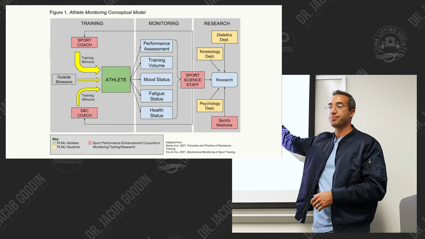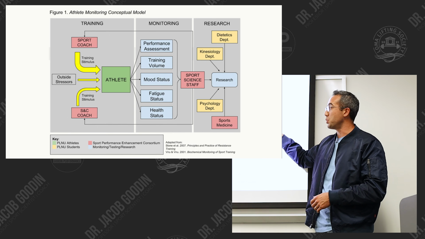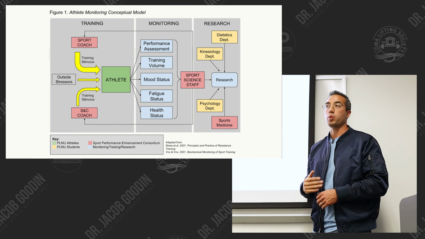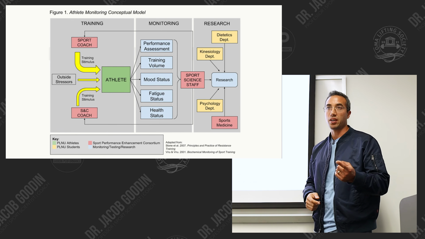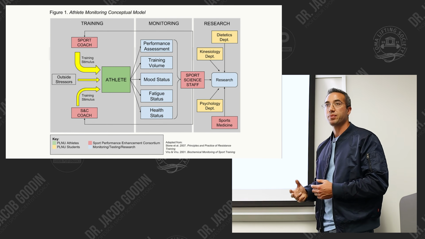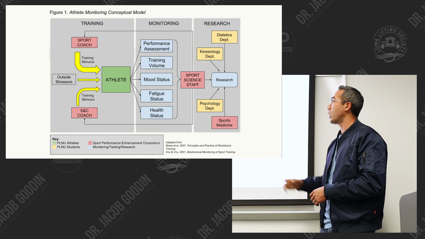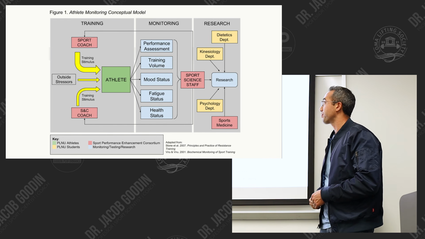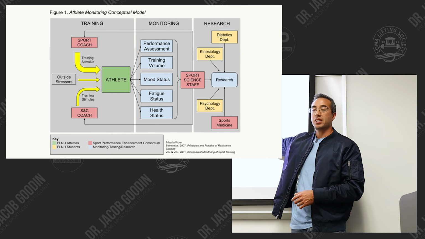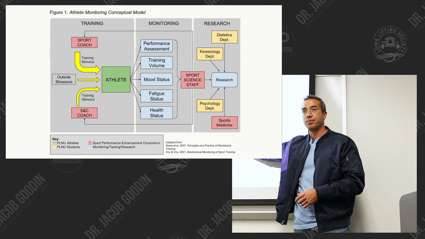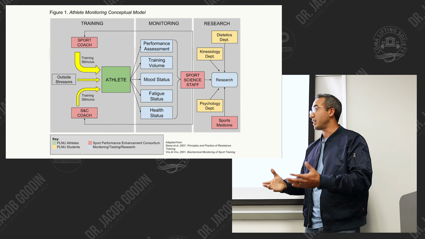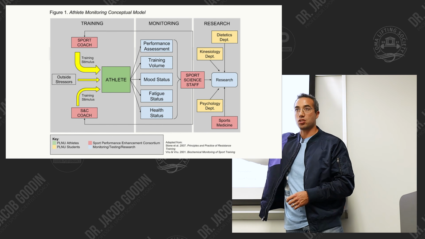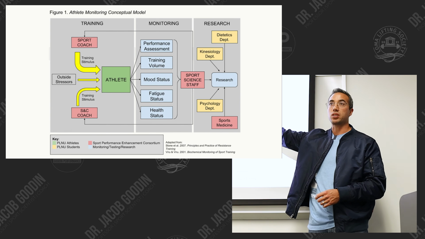Performance assessments, training volume, mood status, fatigue status, and health status. All of these can be measured, whether it's through a test or a questionnaire, sometimes through qualitative data, but they can all be measured so that we know what is the actual effect of these training stimuli and the outside stressors. That's where the sports science staff comes in. We collect the data, we run the test, we collect the data, and we analyze it and interpret it. That's why these arrows feed back to the strength and conditioning coach and to the sport coach.